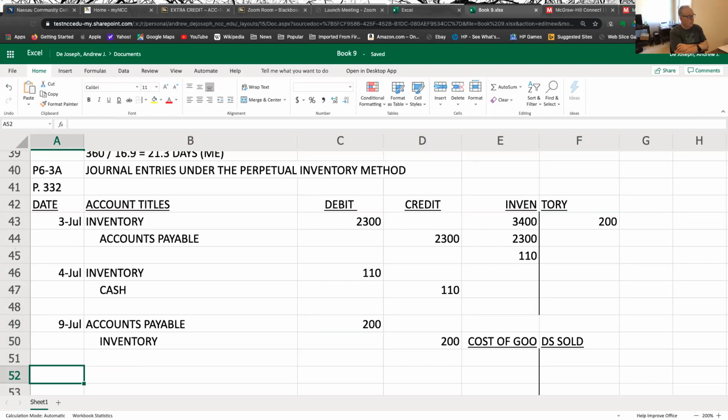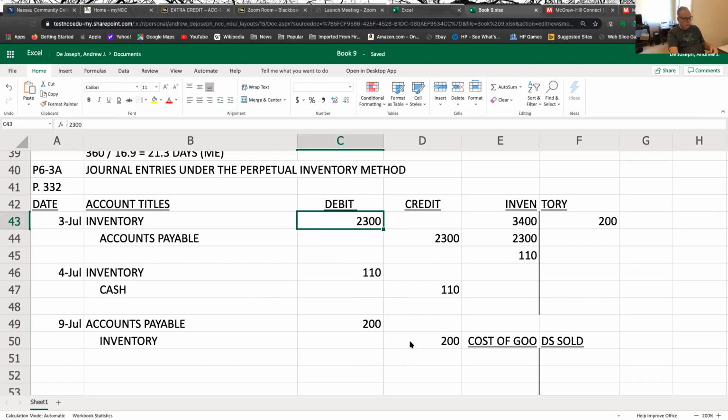All right, so we bought on July 3rd. We paid freight on July 4th. We returned some on July 9th. Now, how much do I owe at this point? How much do I owe for the CDs? Remember, the freight I'm paying to a separate company, so I don't have to worry about that. But how much do I owe Wholesale Music? I bought $2,300 and I returned $200. So I owe them $2,100 right now. As of this minute, I owe them $2,100.